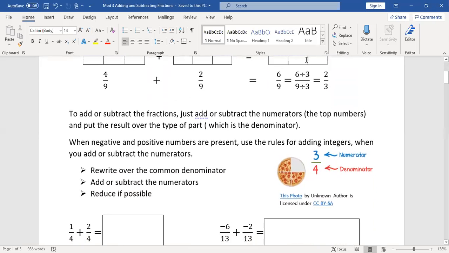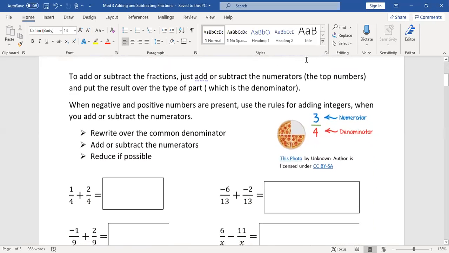To add or subtract fractions, just add or subtract the numerators, the top number, and put the result over the type of part, which is the bottom number, the denominator. When negative and positive numbers are present, use the rules for adding integers when you add or subtract the numerators. As a recap, the first thing when you add or subtract fractions, you have to rewrite over the common denominator. Then add or subtract the numerators, and then reduce if possible.